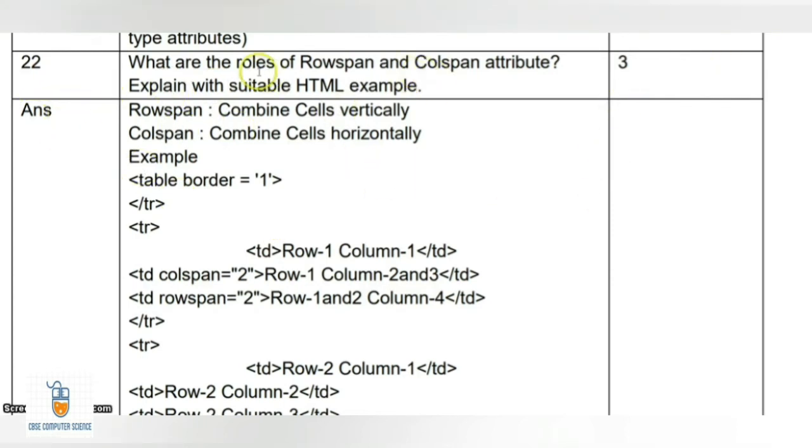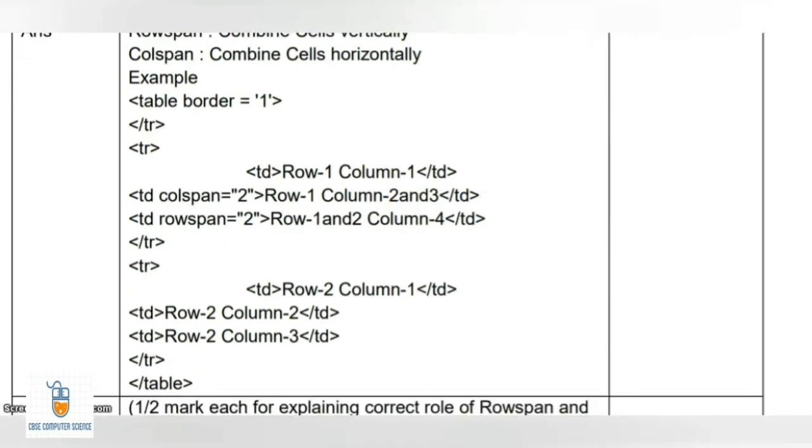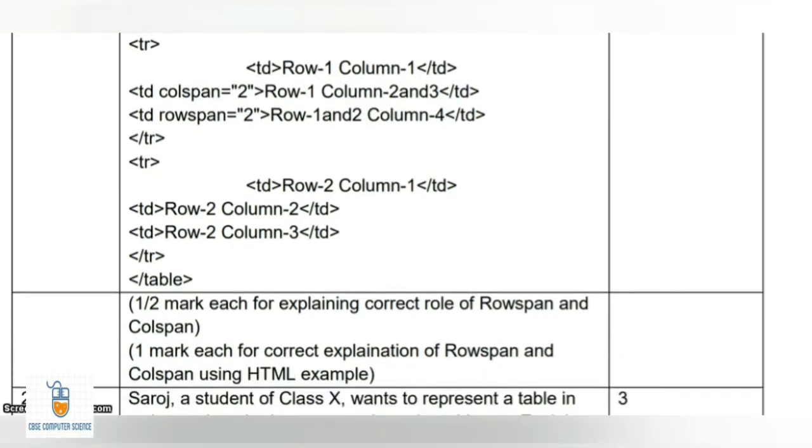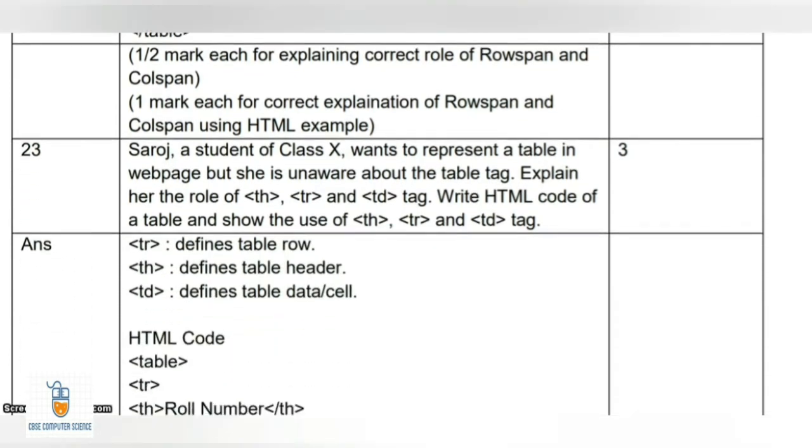Now question number 22. What are the rules of rowspan and colspan attribute? Explain with suitable HTML example. So you need to give a small example here by using the table, tr, td tag, and along with td how we are going to use the colspan and rowspan attribute. The rowspan is used to combine cells vertically, while colspan combines the cells horizontally. So in TD, if you want to combine 2 columns, then you would write TD colspan is equal to 2. Same way for combining rows, TD rowspan is equal to 2.